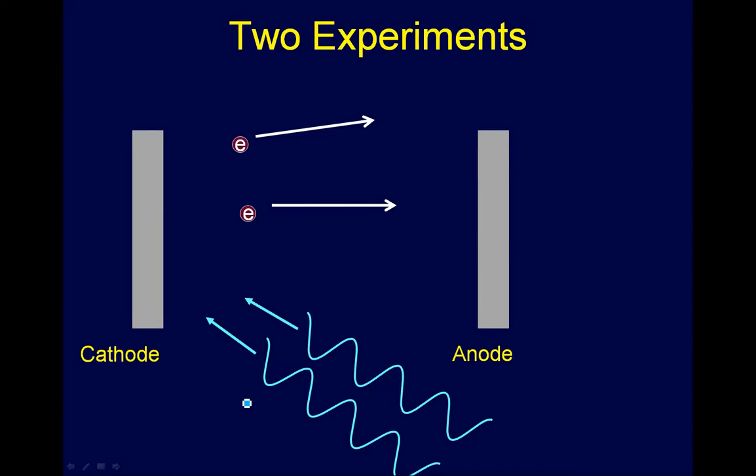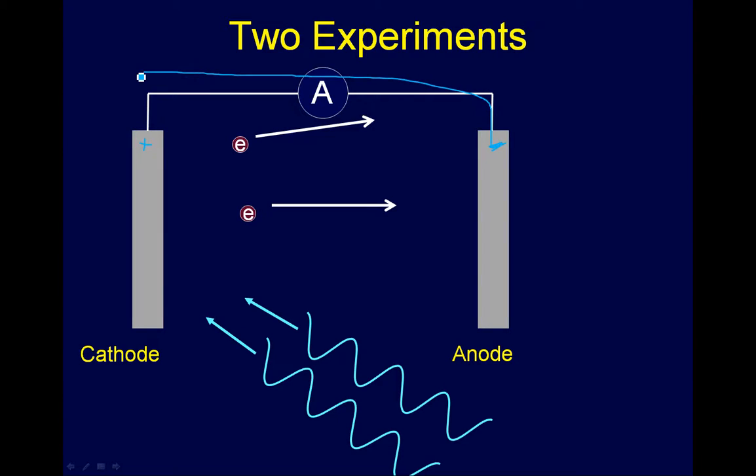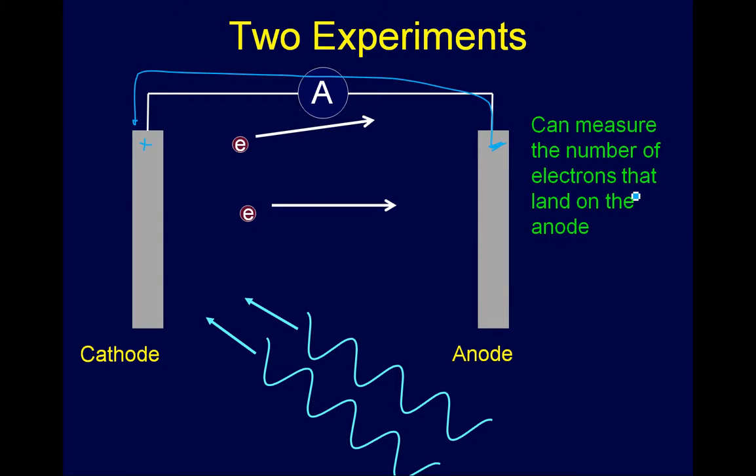And so if that happens, we can do two experiments. In the first one, we put an ammeter connecting the two pieces of metal. An ammeter has a very low resistance. And so if an electron lands on the anode, that leaves behind an excess positive charge in the cathode, and so this electron is really happy to come back through the ammeter and go back to where it left from, essentially. This gives us a measure of the number of electrons that land on the anode. This ammeter will give us the current, which tells us how many electrons are landing on the anode.